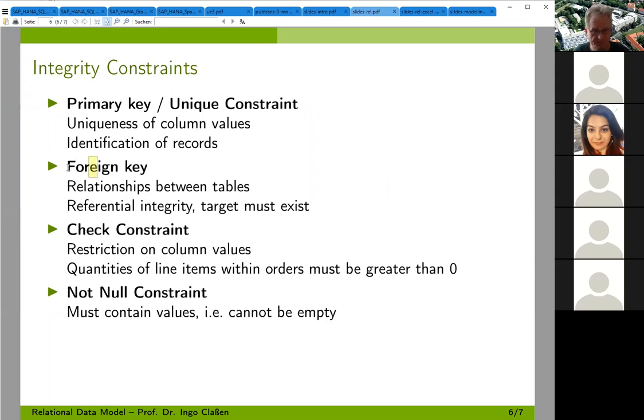Second thing is the foreign key. A foreign key depicts the relationship between tables, and what is connected with that is called referential integrity. That means the target must exist.